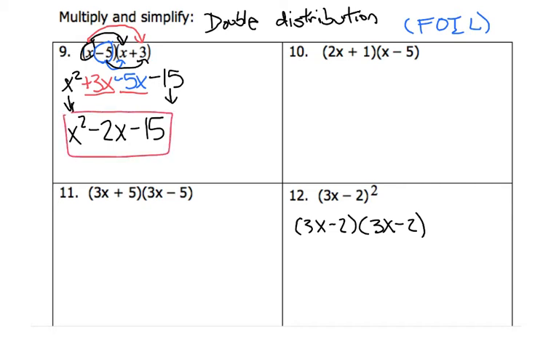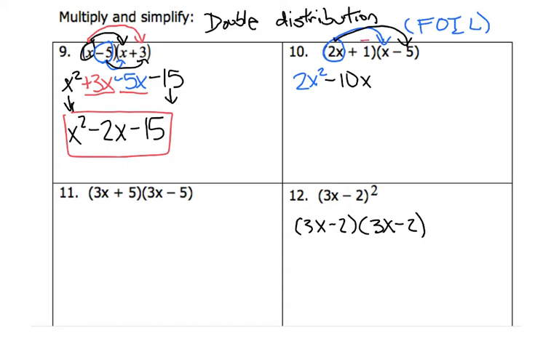All right, number 10. Same exact concept as before. FOIL, first, outer, inner, last. So starting off with 2x times x. We know that 2x and x gives us x squared. Now we're going with our outers. 2x times negative 5. 2 times negative 5 is negative 10, and there is 1x.